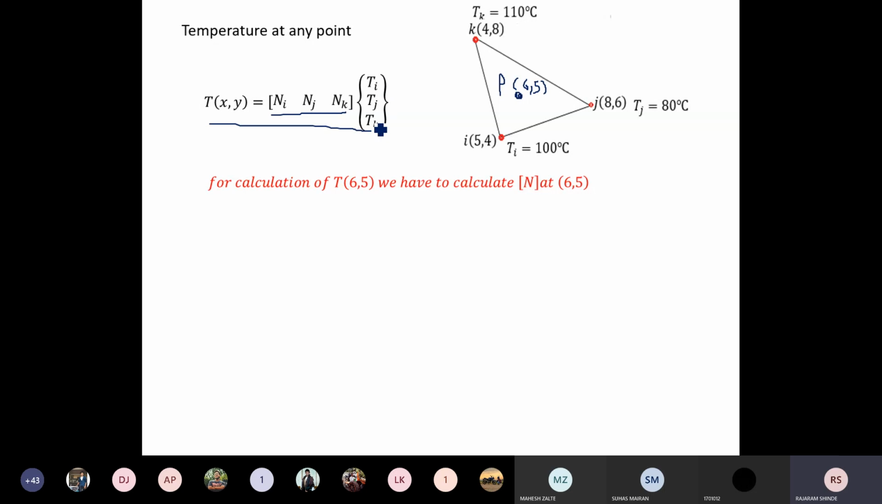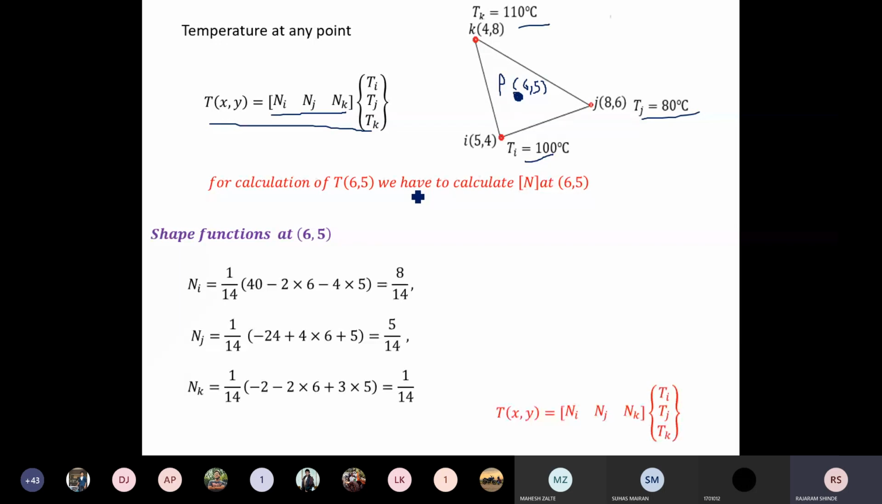We know this Ti, Tj, Tk. This is Ti, this is Tj, this is Tk. Only variables are Ni, Nj, Nk. That Ni, Nj, Nk we need to calculate at this point because we want to calculate the temperature at point P. So we have to calculate the shape functions at point P. Now first shape function Ni. Already we have calculated the equation of Ni.